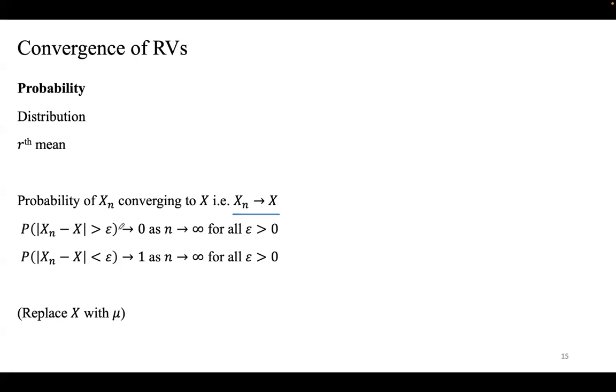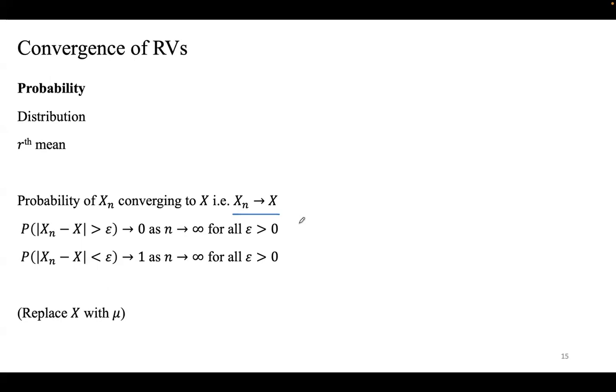The difference should not be greater than epsilon. That means the probability of that happening is really low, so the probability is almost zero. Or you can say that the probability that the difference is smaller than epsilon is almost one. We're almost sure this is happening. Any of these conditions are the same thing. If any of them is true, then you can say that your random variable is converging to a particular value.